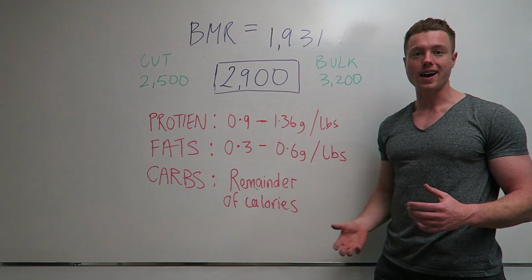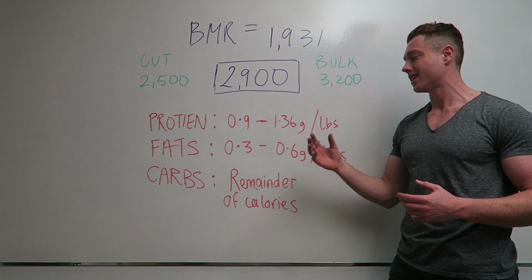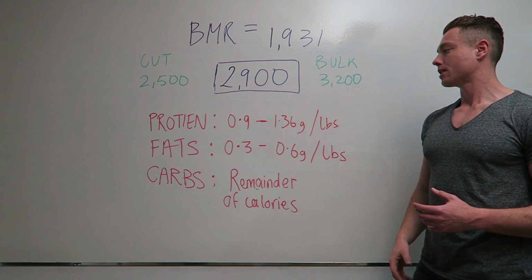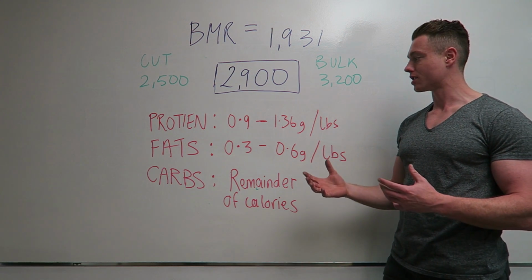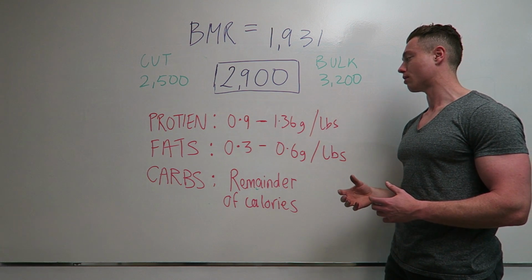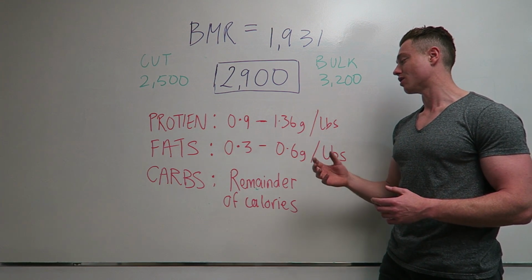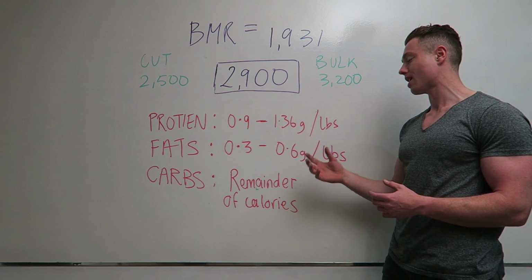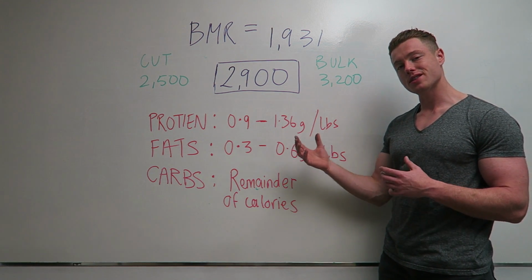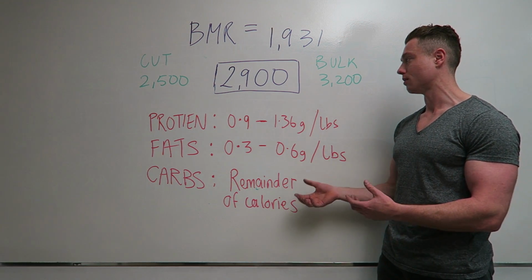Protein and fats are essential to the body, whereas carbs are not. So I always like to start with protein and fats, and then whatever's remaining from the calories, we utilize from carbs. For protein, based on the current research that we have, anywhere from 0.9 to 1.36 grams of protein per pound of body weight is going to be pretty safe. For fats, anywhere from 0.3 grams to 0.6 grams of fat per pound of body weight is going to be pretty safe. And then you just fill the remaining calories with carbs.